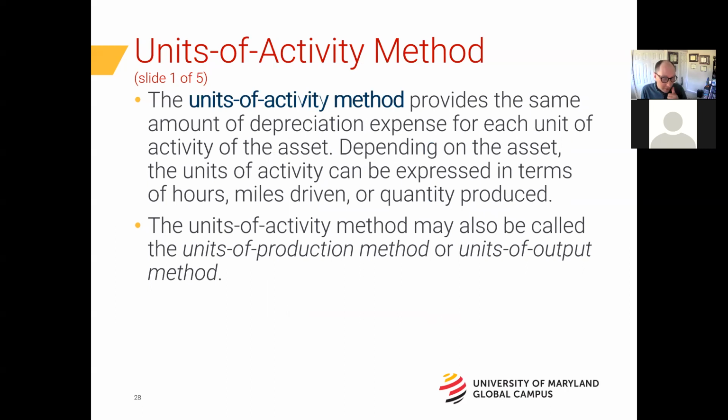Okay, so that is straight line depreciation. This is the simplest method, by the way, and one of the most commonly used methods. The second most commonly used method, well, I personally think it's the third one, but the second most commonly used method is what we call units of activity. It's derived based off of the usage of the asset, such as hours used, miles driven, the quantity of inventory produced using that equipment. These are all units of activity.